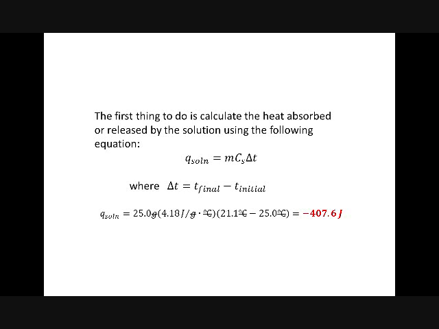The 25 milliliters of solution is replaced by 25 grams because the density of the solution is 1 gram per milliliter. Also notice that the final temperature is lower than the initial temperature, so the value of Q is a negative value, negative 407.6 joules. What this means is that the solution loses that many joules of heat.